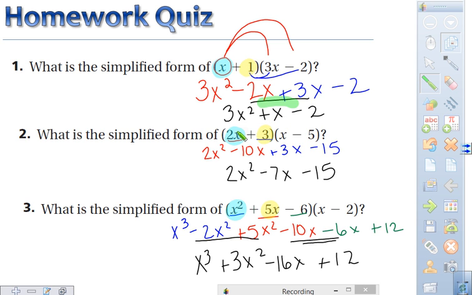Number 2, distribute your blue, 2X. Distribute your yellow, 3X, and you get your red terms and your blue terms. Again, insides and outsides have a common factor, X, and they make negative 7X.